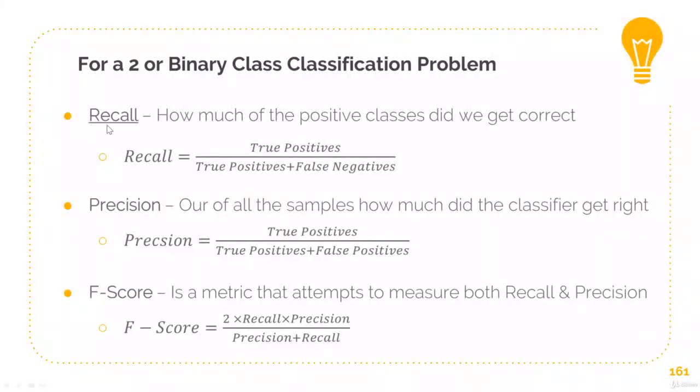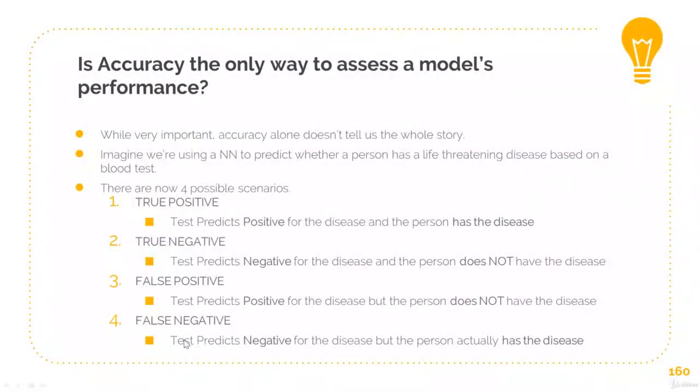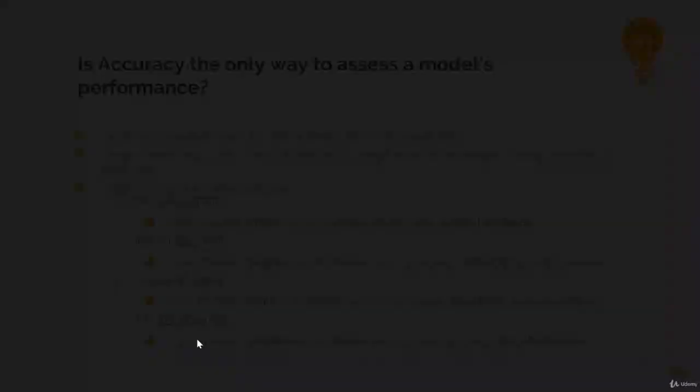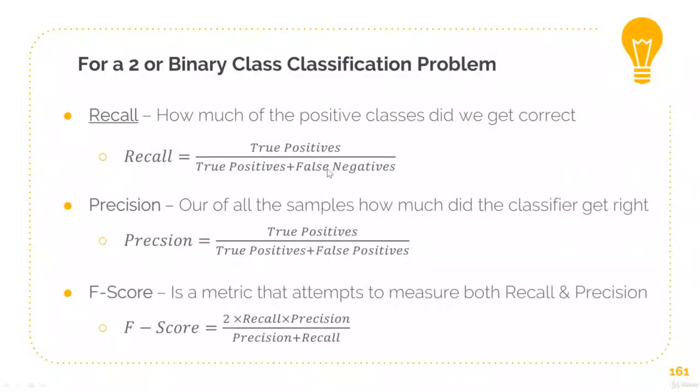I'm not sure if you've ever heard of these terms, but there's recall, precision, and F-score. Now, recall is defined as the number of true positives over the number of true positives plus the false negatives. If you remember correctly, false negative is this here, and true positive is this here. So what recall is telling us is how many true positives did we get? How many times did we accurately predict that a person has the disease over how many times the person actually had the disease? That's what the denominator is. How many cases of the disease were there, and how many times did we get it right? That is effectively what recall is.